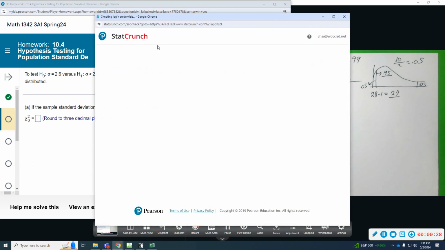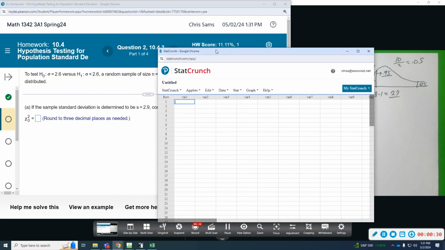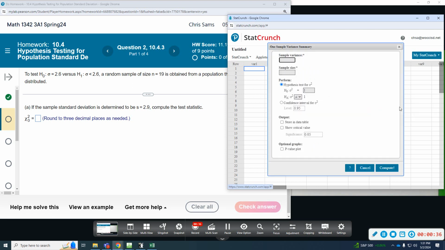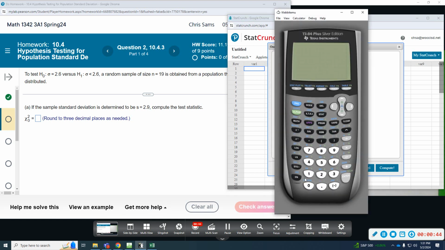StatCrunch. We're going to do the variance statistic, one with summary. The sample variance is going to be the square of the standard deviation, which we've got to figure out. So we're going to do 2.9 squared. It gives us 8.41.